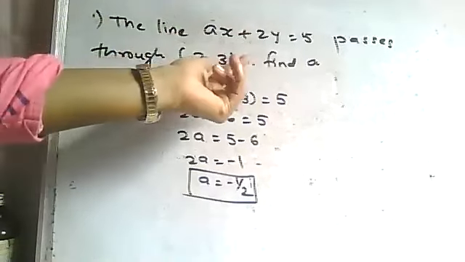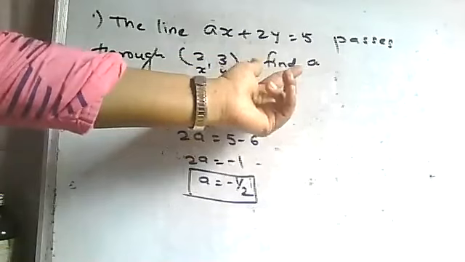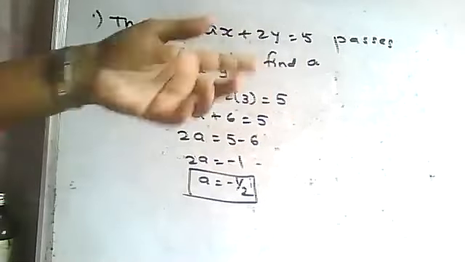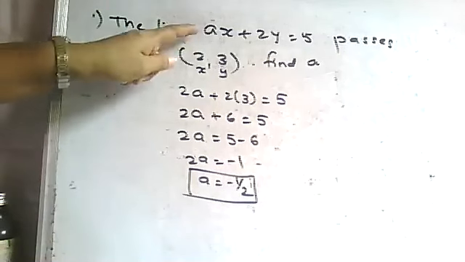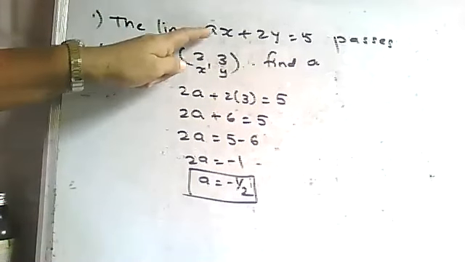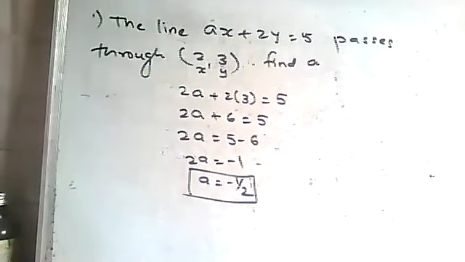Meaning, in the previous sum, there were two coordinates, two points given, and two unknown variables. You needed to solve them simultaneously and get the answer of a and b. Here, only one equation is there, one point is there, and one unknown variable is there, and you have to find this, okay?